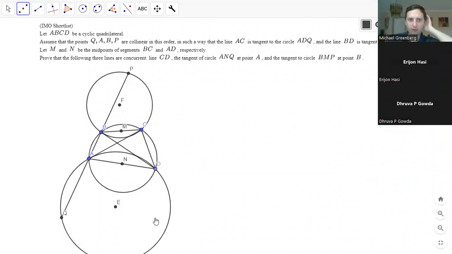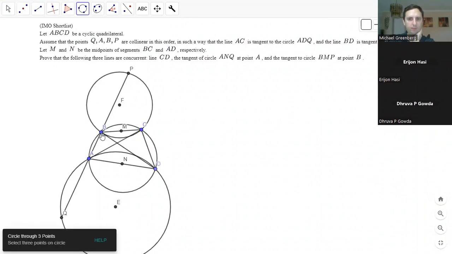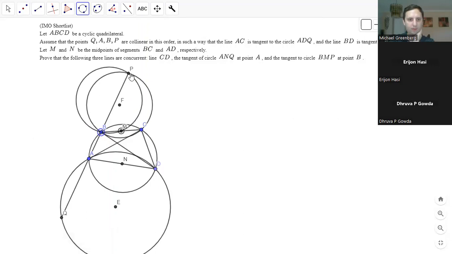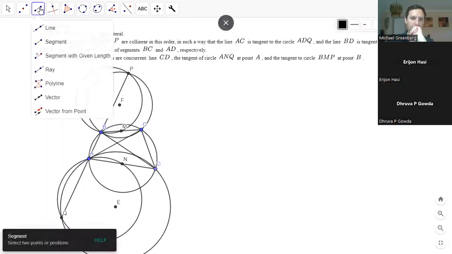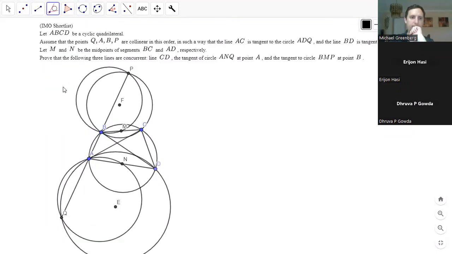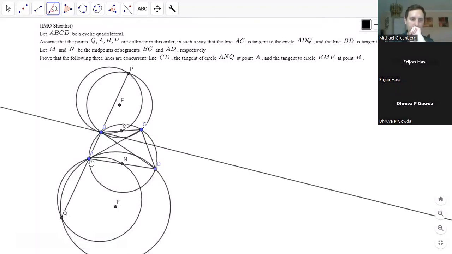And we want to show that CD, the tangent to ADQ at A, and the tangent to BCP at B meet. So basically, if we draw these two circles, and we draw the tangents at A and B, we want to show that they meet on CD, which is kind of interesting. Let's just check that that's true. So that's one tangent. This is the other tangent, and it looks like they do.